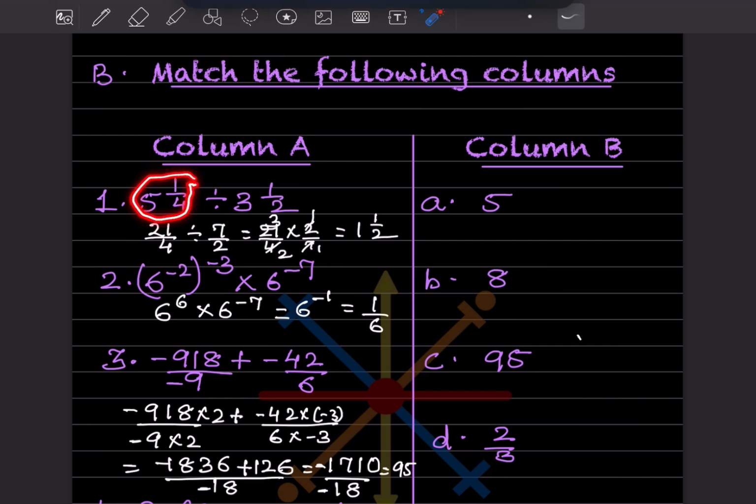So that is going to be what? 5 4s are 20, 20 plus 1, 21 by 4. This is the division sign as it is. 3 2s are 6, 6 plus 1, 7 by 2.